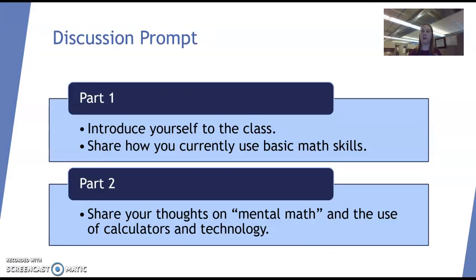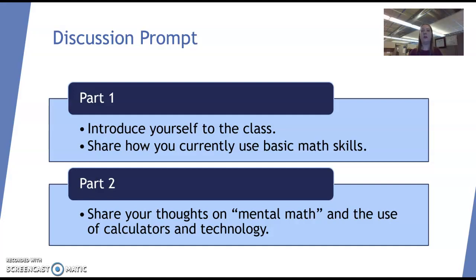So this discussion has 2 parts. Part 1 is an introduction of yourself to the class so that everyone can get to know you and you get to know your classmates. And then to talk about how you're currently using math in your life. And it could be just addition or subtraction. It doesn't have to be algebra, but just where is math in your life right now?